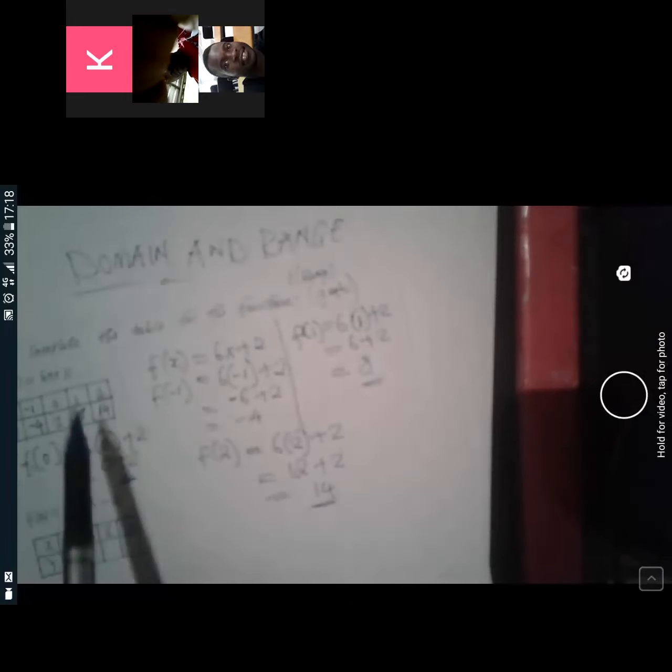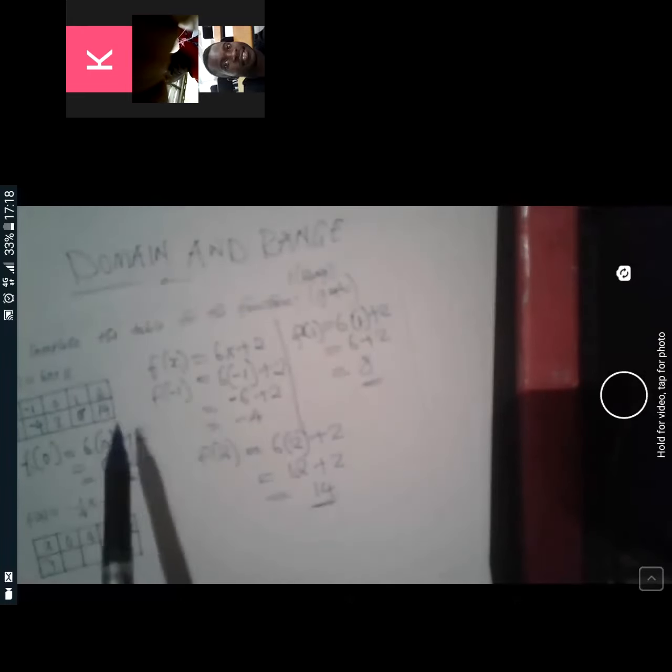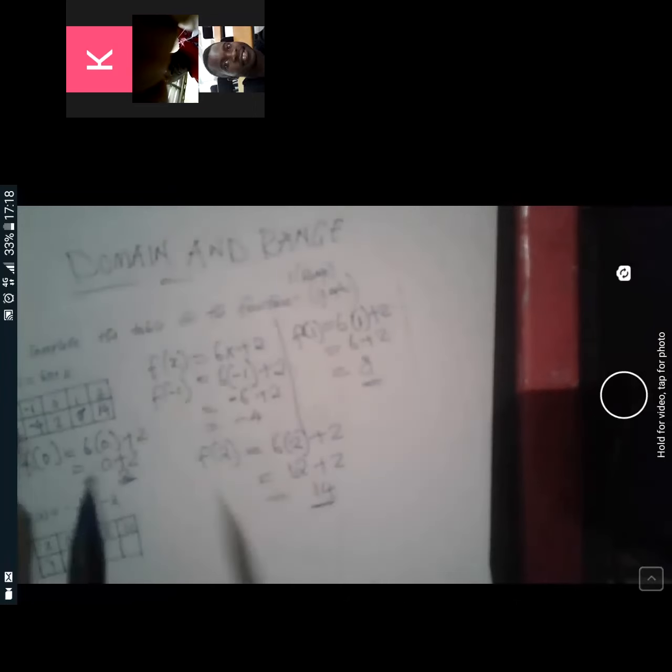So I'll give you an exercise. Try to plot the graph of this function. We're going to plot one so that you see that it is going to come out a straight line. Are we together? So that's why the linear function is simply a straight line.